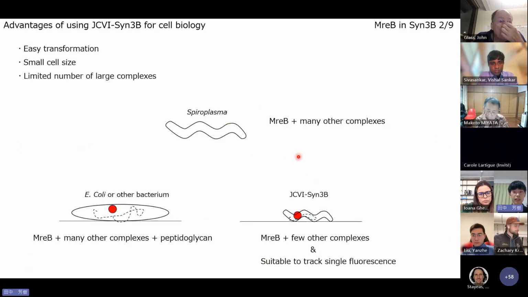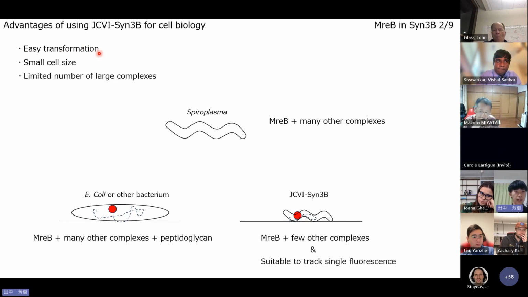Before going to the experiments and results, let me introduce some advantages of using a minimal cell for cell biology. It is advantageous for easy transformation, small cell size, and a limited number of large complexes. A limited number of large complexes makes it easier to consider molecule dynamics inside a cell, and small cell size is suitable for tracking single fluorescence.